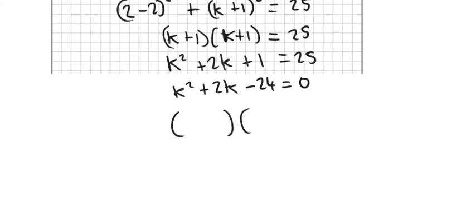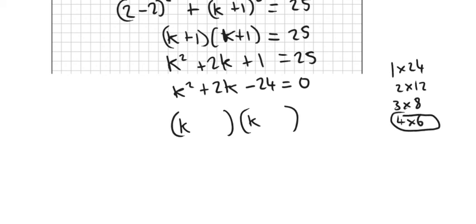If you're factorizing, you want to get 2 numbers that would multiply to give minus 24 but would add to give 2. So they will be factors of 24: 1 times 24, 2 times 12, 3 times 8, and 4 times 6. So 4 and 6 are the ones that jump out as having a difference of 2. So it'll be plus 6 and minus 4. So 6 multiplied by minus 4 is minus 24. 6 take away 4 is positive 2. So we get k plus 6 times k minus 4.